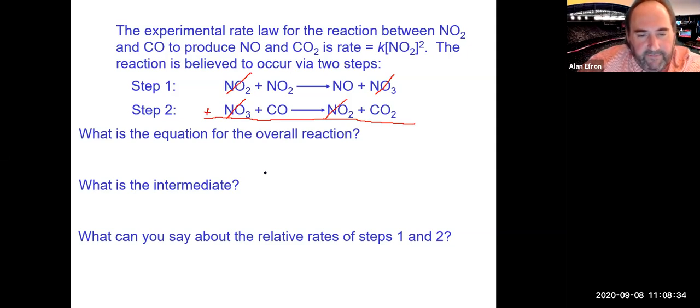NO2, which is on the left-hand side of the arrow, CO, which is also on the left-hand side of the arrow. And on the right-hand side of the arrow, NO plus CO2.